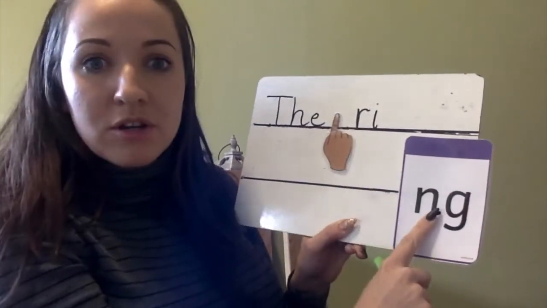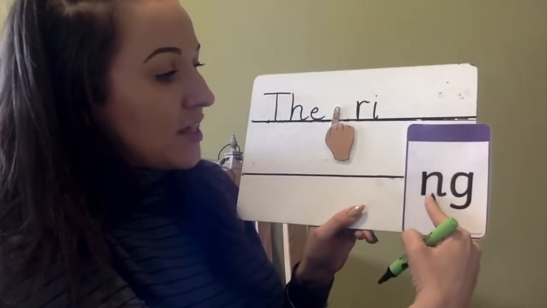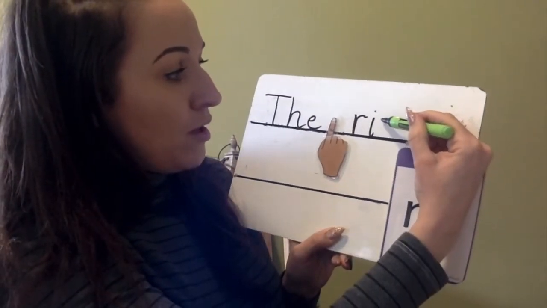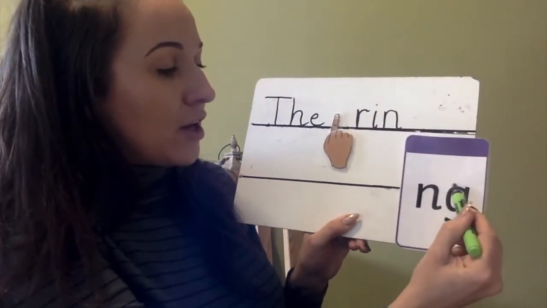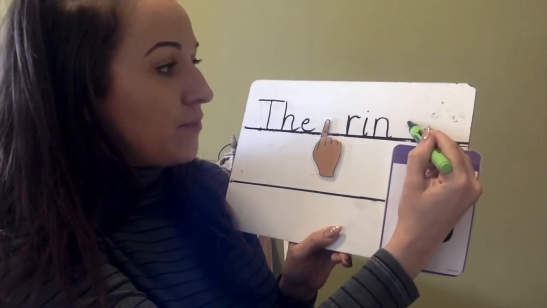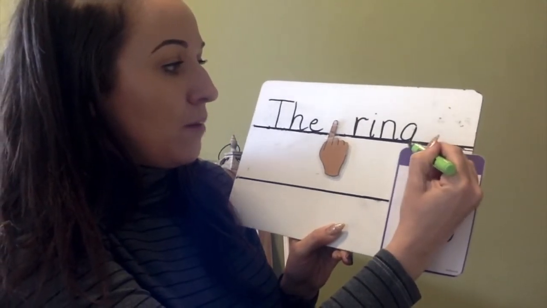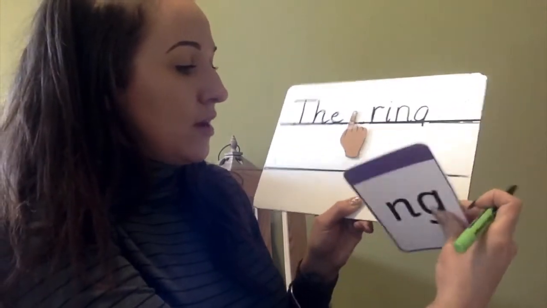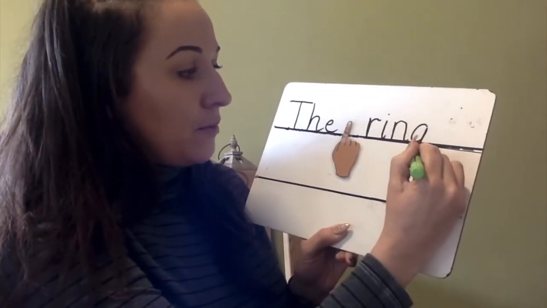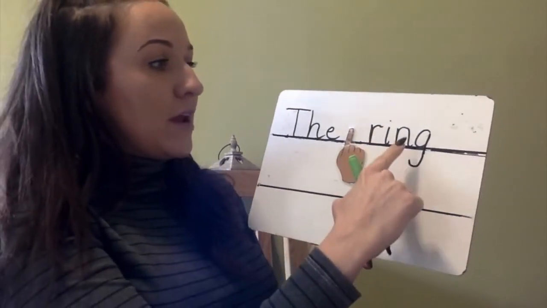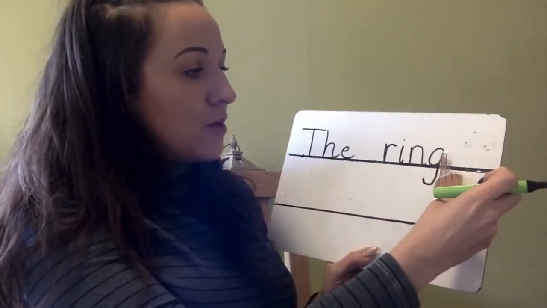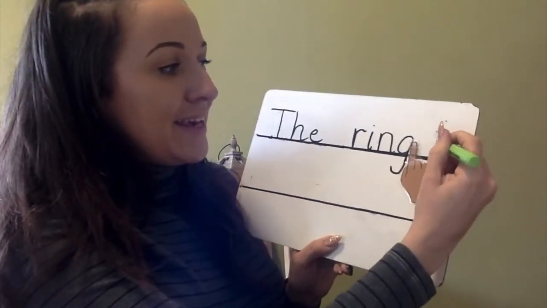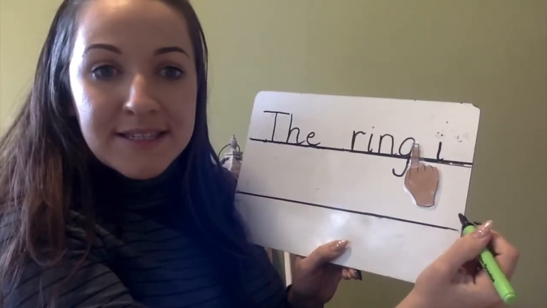R-ing. The ng sound goes next, which is the N and G. Down, bounce back up and over. One robot letter and curly caterpillar, G. Curl around the caterpillar, up and, oh dear, this is in the way. And down. The ring is. I can hear the I sound. I'm going to put my finger space there. I. Is.